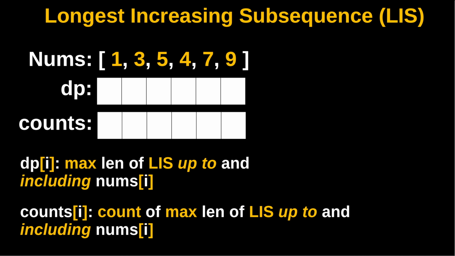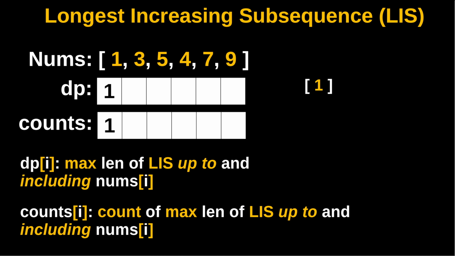Again, we will use the dynamic programming approach, and in this case, we will make 2 arrays. One is the DP array, in which we will store the maximum length of the longest increasing subsequence, and the other array is count, where we will store the number of longest increasing subsequences we have found. Again, we will build up the solution. What are these states if the array has only one element, 2 elements, 3 elements, etc.?